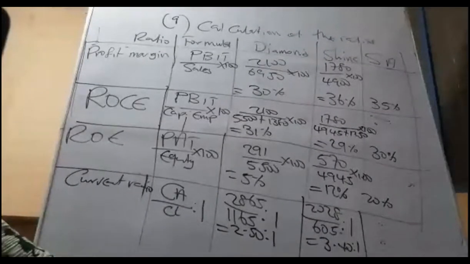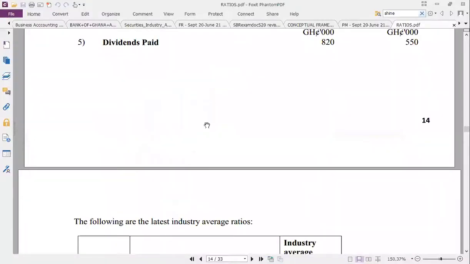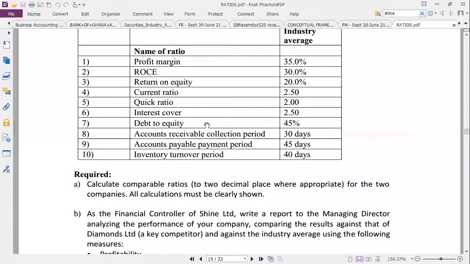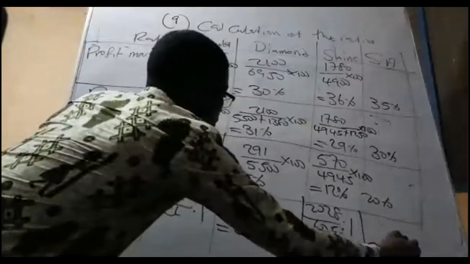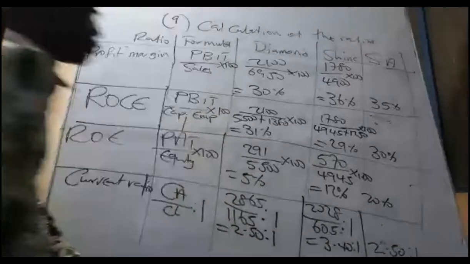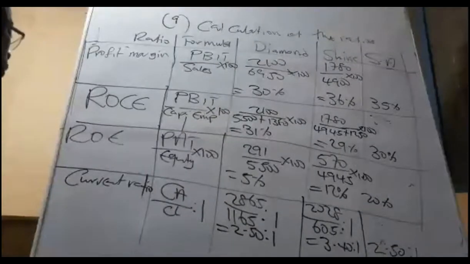Let's go and pick the sector average. Put it in. The sector average is 2.5. So let's go there. 2.5 is to 1. Okay. We are done.